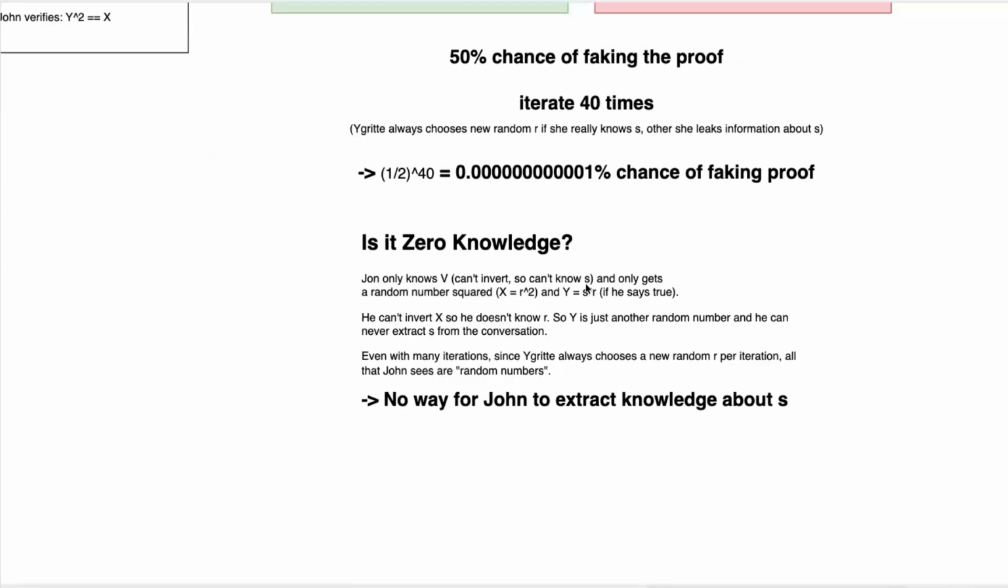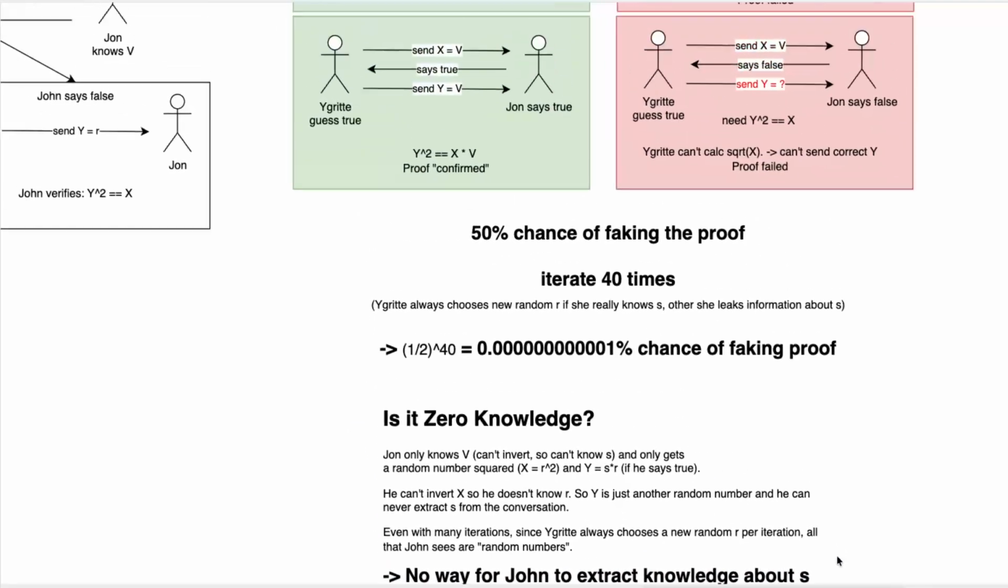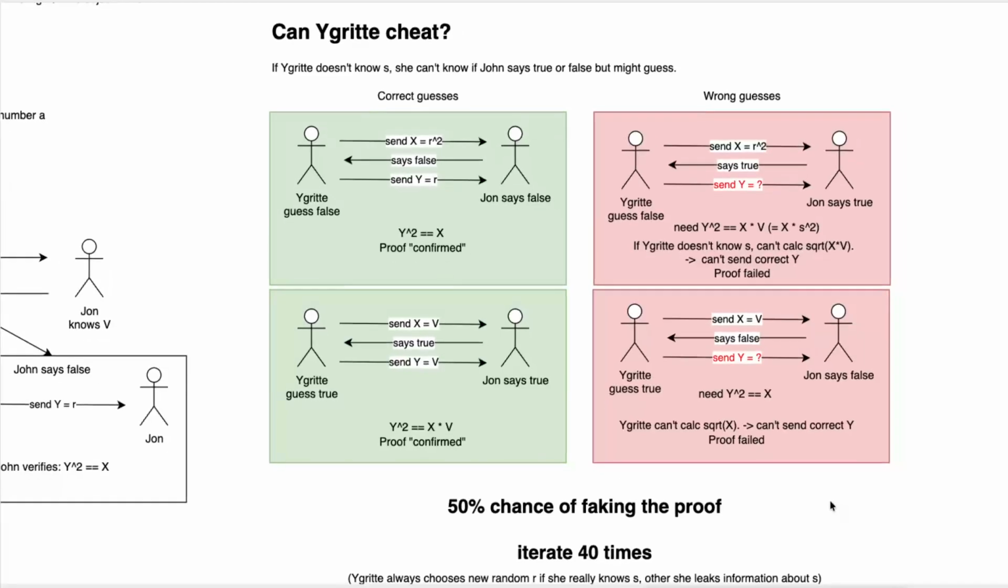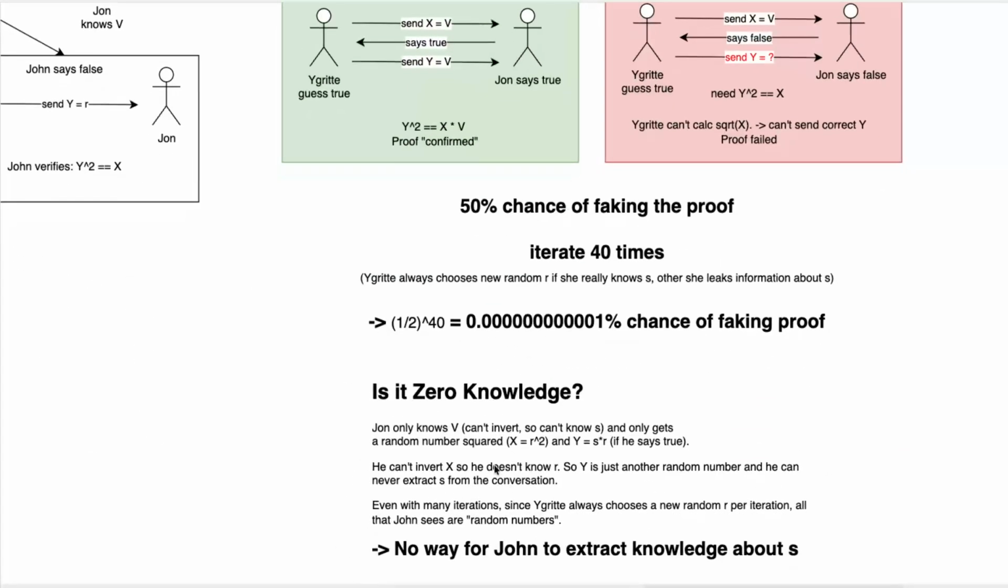He only gets a random number squared and the random number times the secret. And since he can't invert that, and y is just a random number, he can never extract S from the conversation. And with always a new random number, all he sees is random numbers, and there's no way of extracting any knowledge about that. So yes, it proves that she knows the secret, and it is zero knowledge.